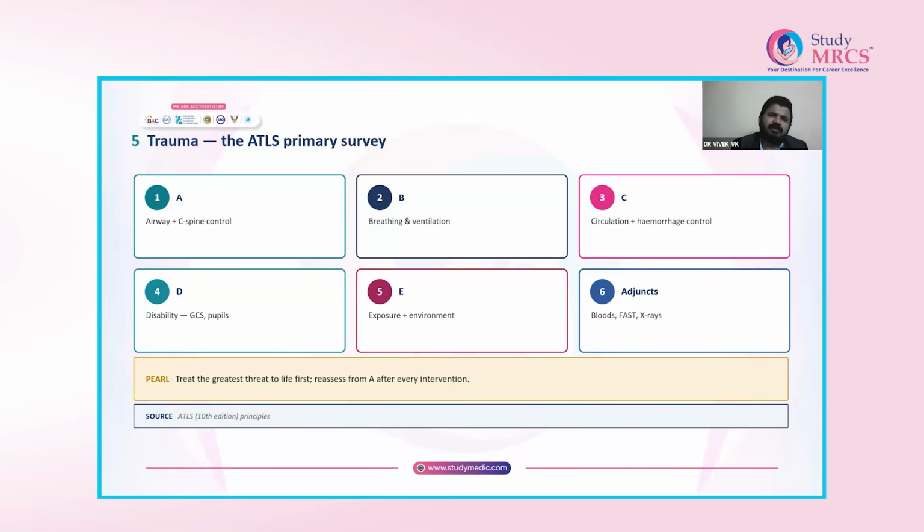So the exposure and environment are already described. And in any patient with trauma, you may have to use some adjuncts that include blood tests, the hemoglobin or the packed cell volume. You have to consider some X-rays. Suppose a patient is suspected of having some chest trauma, you have to consider the chest X-ray. Similarly, if the patient is having some pelvic injury, you may consider the pelvic X-ray also. The FAST we are describing subsequently.